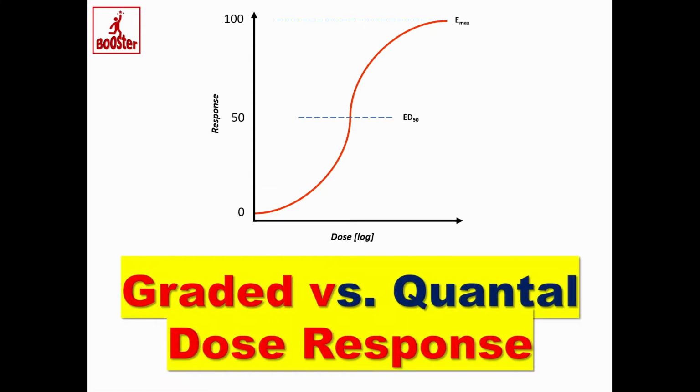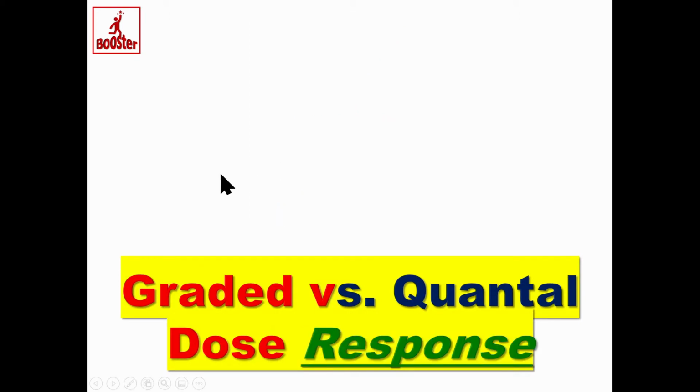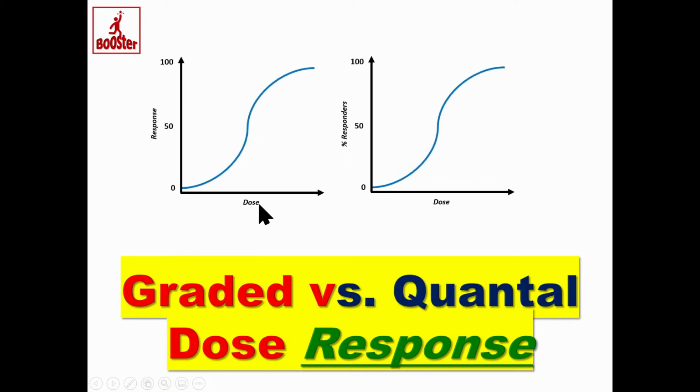So what is the difference? What's the fundamental difference between these curves? The fundamental difference is how you define response. For example, in these two graphs, you see that the x-axis is the same, increasing dose, but the y-axis in this case is defined as a response, and in this case is defined as percent responders. So based on this, this would be a graded dose response curve, and this would be a quantal dose response curve. So let's try to understand how.